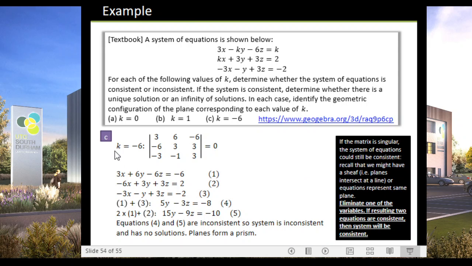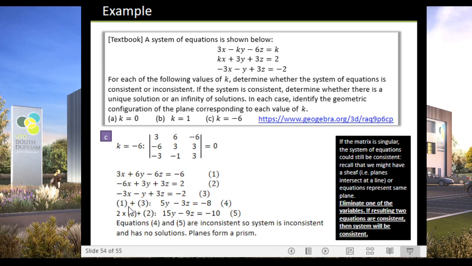Coming back to you now, again we're substituting k equals minus 6. We're going to find the determinant is equal to 0. We're going to look at these three equations: 3, 6, minus 6; minus 6, 3, 3; and minus 3, minus 1, 3. I can't see any of these that have got the same normal vector. Multiply that by minus 2, multiply that by minus 2, no. Multiply that by minus 1, multiply that by minus 1, no. Half that, no. None of these have got the same normal vector.